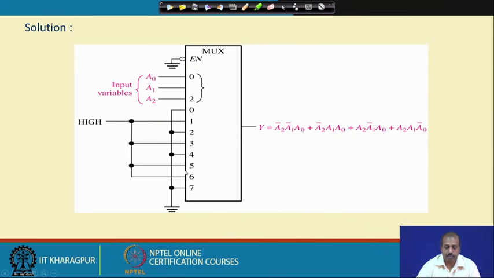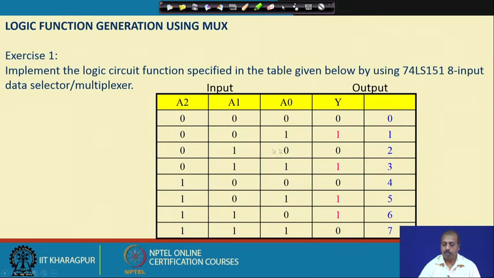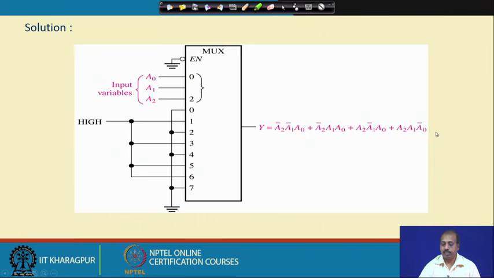So, the enable line is made low, so that this multiplexer is enabled. Now, A0, A1, A2 are connected to the select lines of the multiplexer. If you look at this, you see for 1, 3, 5 and 6 the output is 1 and the rest are 0.